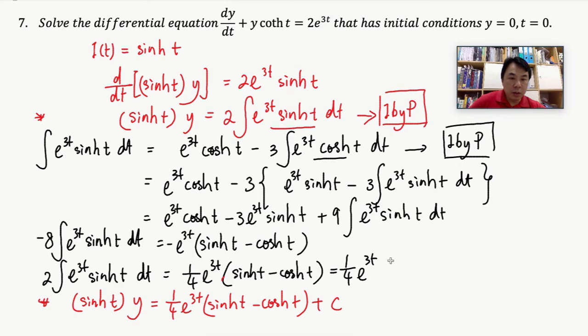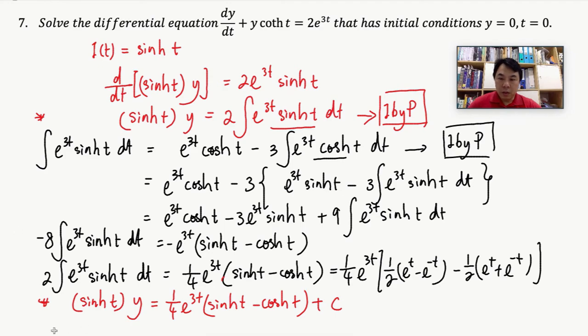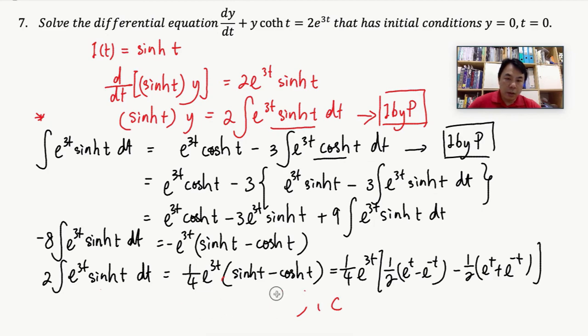We can convert everything to its definition. So that is actually half (e^t minus e^(-t)) minus a half (e^t plus e^(-t)) here. So I'm going to erase this section first. We will come back to that in a while as we conclude. So by simplifying this, I'm going to write it down here. We don't have enough space here. So by simplifying this, we will be able to find out.